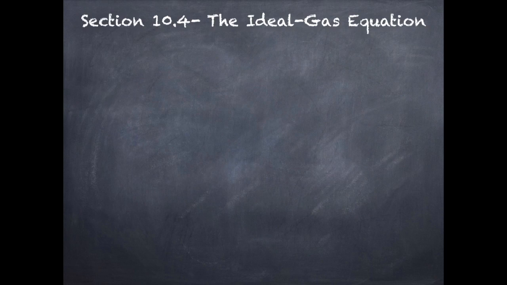All right, so over the summer we talked about different gas laws: combined gas law, Boyle's law, Gay-Lussac's law, and Charles' law. We're now going to talk about the last gas law, which is the ideal gas equation. So the ideal gas law is PV = nRT, P being pressure, V being volume, n being number of moles, and T being temperature.